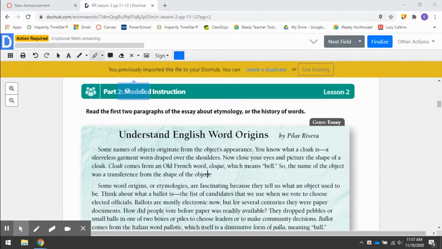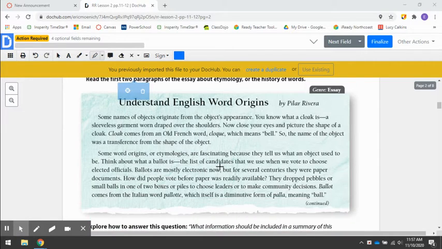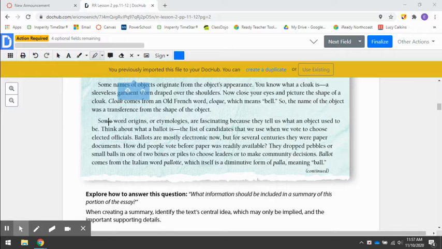So in old French, what they would call a bell, they would call it cloque. And so when people saw the shape of the cloak and they saw the shape of the bell, they're like, oh, those are pretty much the same shape. So when the cloak became a thing, they called it the same word that they use for bell because of its shape, right? So some word origins, or etymologies is what that's called, are fascinating because they tell us what an object used to be.